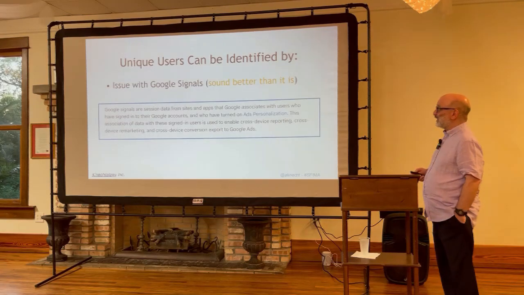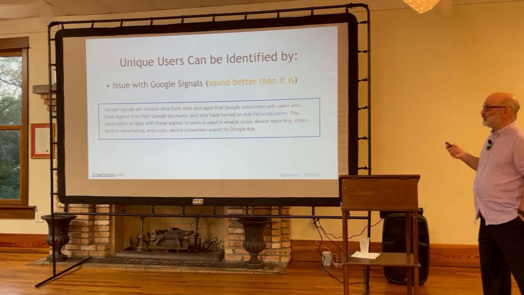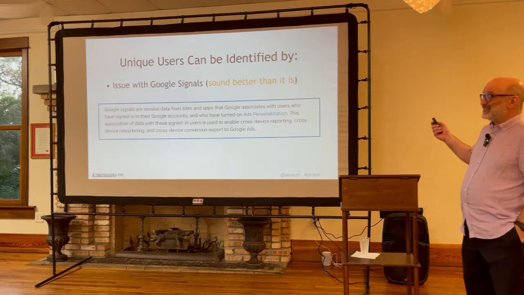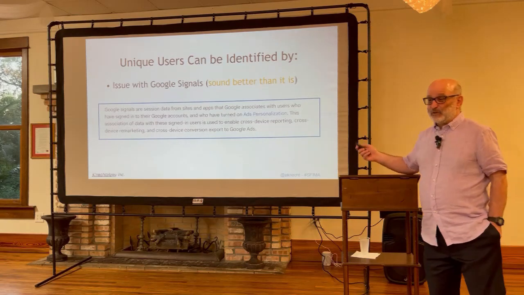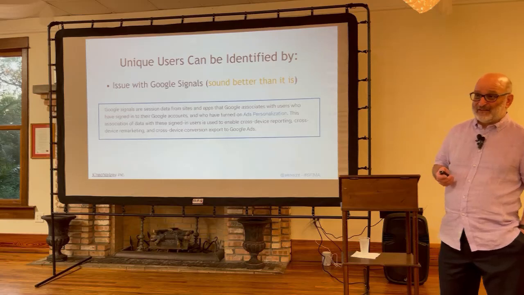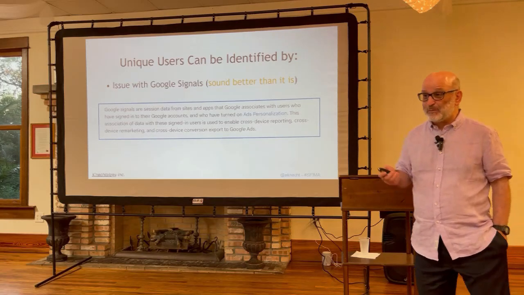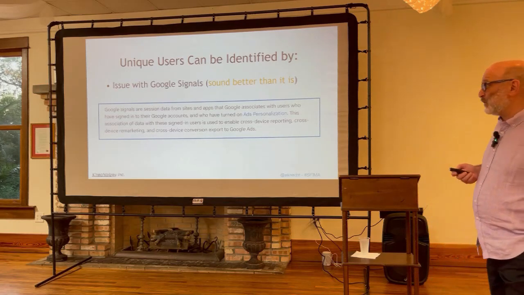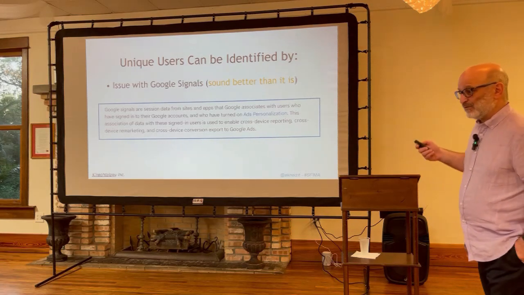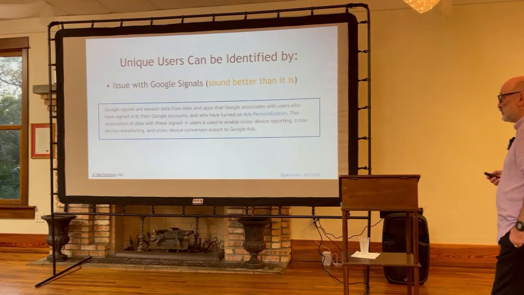But I want to show one thing. Here's the issue with Google Signals. It sounds better than it is, right? Because technically, it's about ad personalization. So there are people out there who haven't accepted that. I don't know how many people actually read those things, but I'm sure there's some. So just be aware, it's not a perfect solution. And because of that, thresholding is an issue.